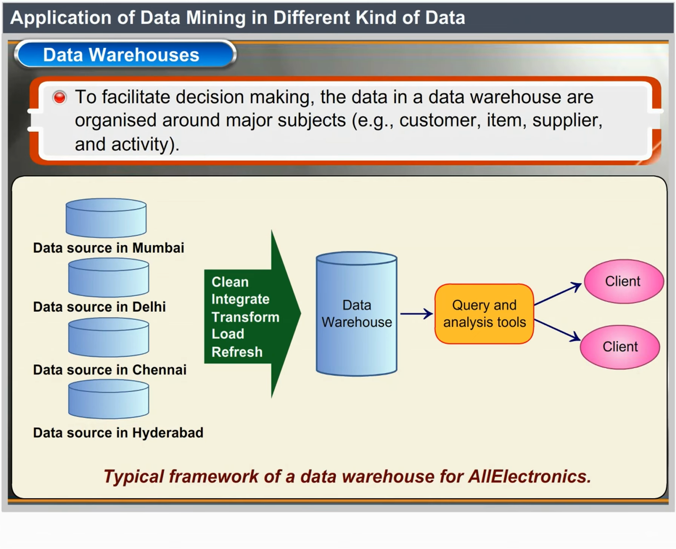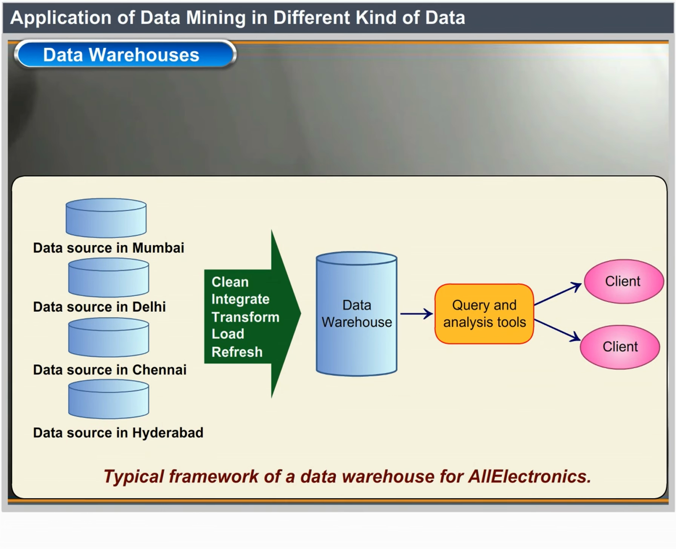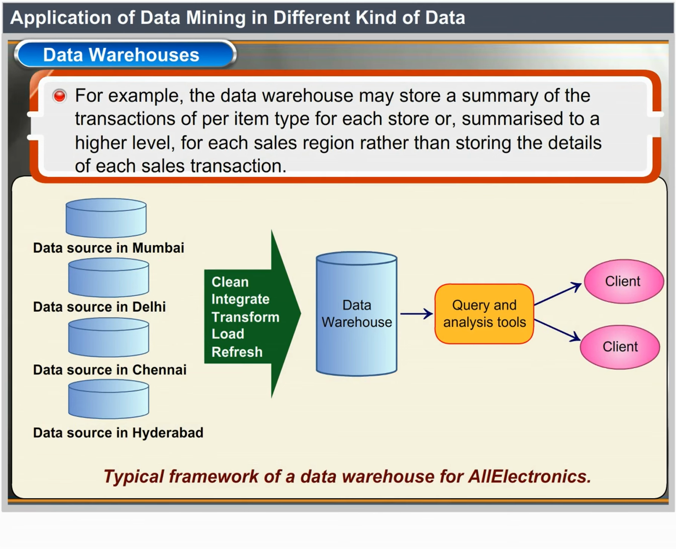To facilitate decision-making, the data in the data warehouse are organized around major subjects, that is, customer, item, supplier, and activity. The data are stored to provide information from a historical perspective, such as in the past 6 to 12 months, and are typically summarized. For example, rather than storing the details of each sales transaction, the data warehouse may store a summary of the transactions per item type for each store, or summarize to a higher level for each sales region.